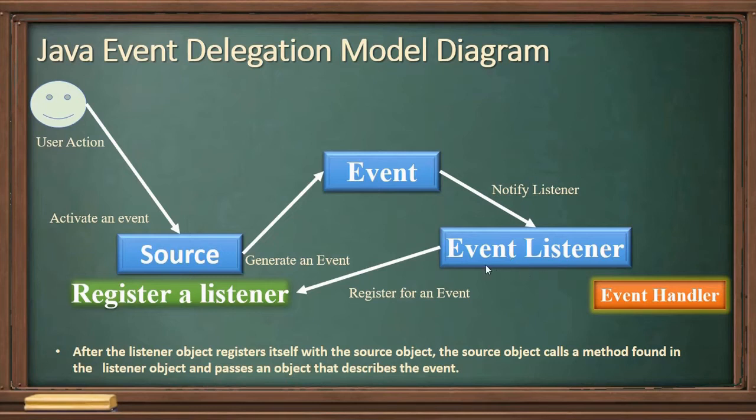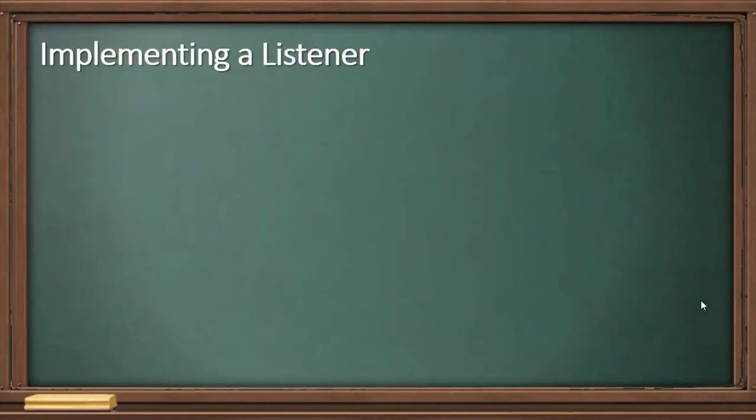When an event listener receives the notification, it uses one of its methods called an event handler to handle the event. So when an event comes, it delegates that event to an event handler which will perform the required action. Now let's look at how it can be implemented in Java.